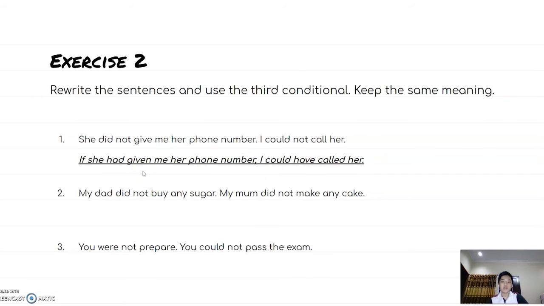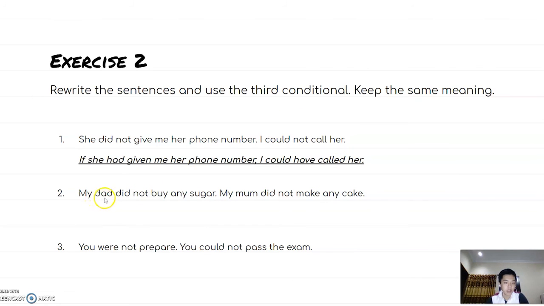So when we use the third conditional, we use the past participle. So the verb needs to be changed to verb number 3. Because in here the verb is give, we need to change it to given. Also, we need to change the not call to have called. So it's going to be a good third conditional sentence.